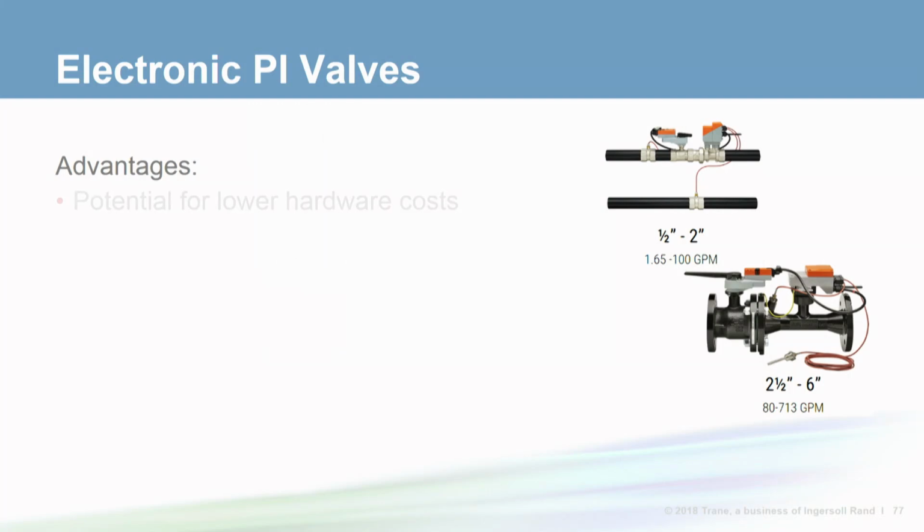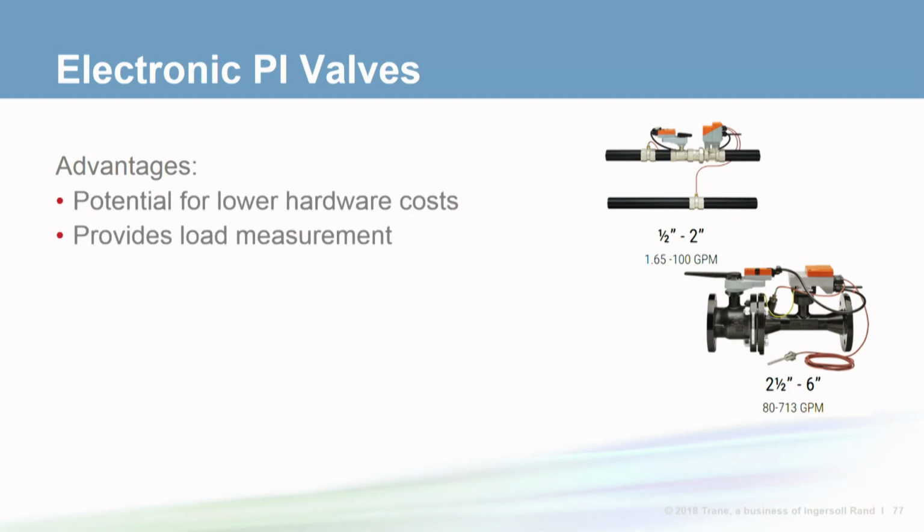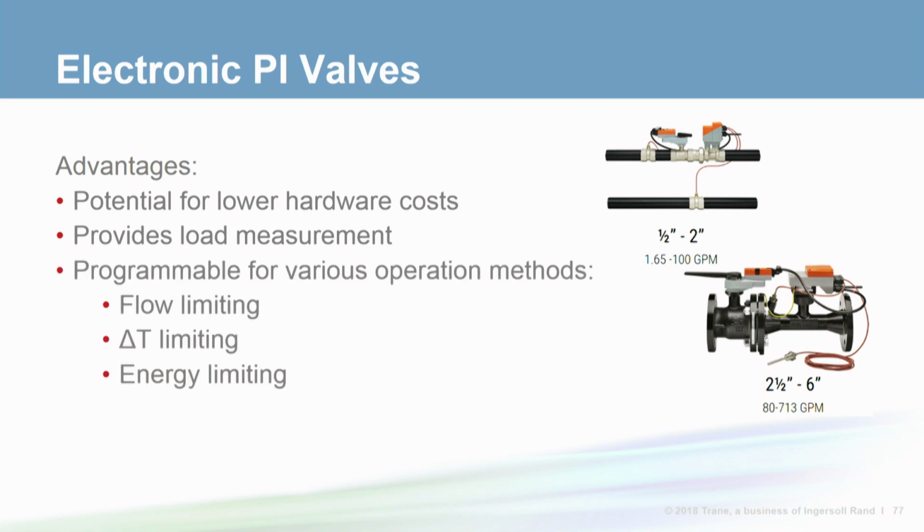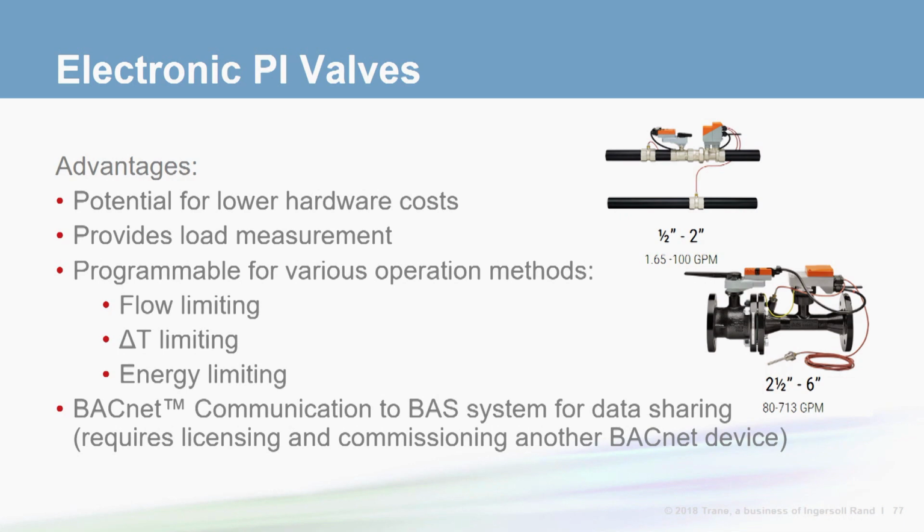Likewise, the electronic variety has a number of advantages. They have the potential for lower hardware costs, they can provide actual load measurements, and they are programmable for alternative operation methods. For example, the valve could be set up to limit delta T, not flow. Also, they can be set up for BACnet communication to enable data sharing.